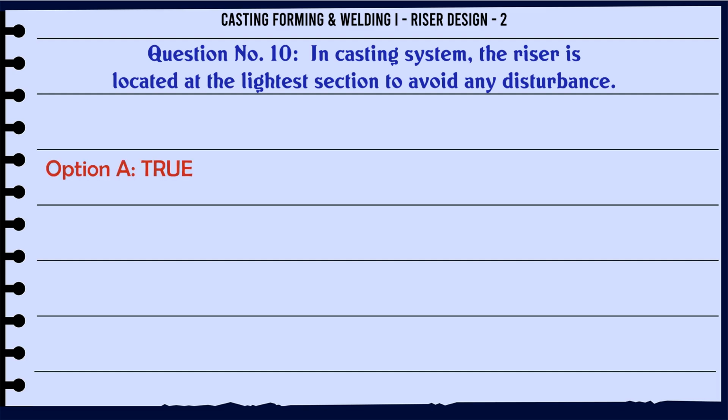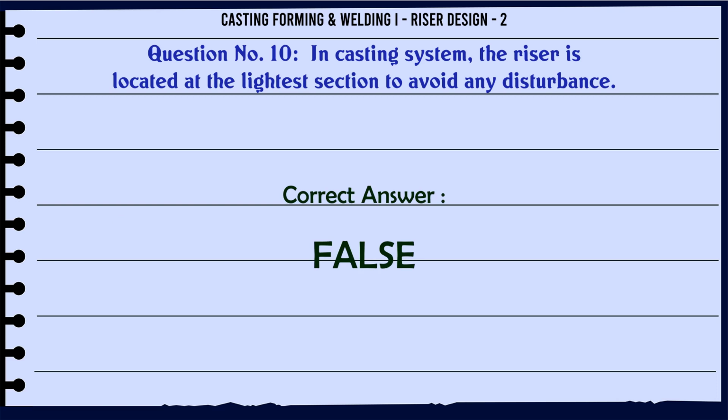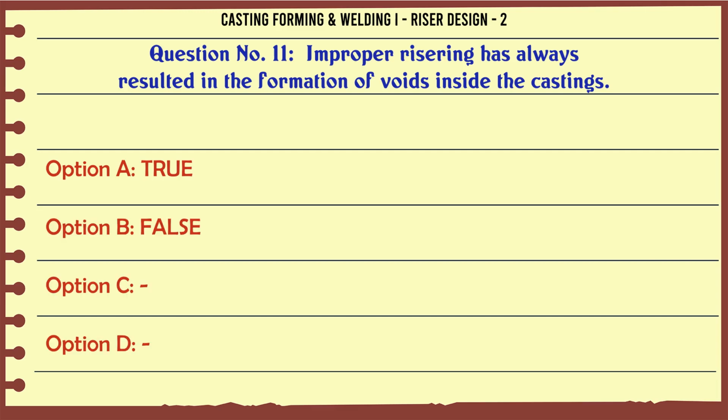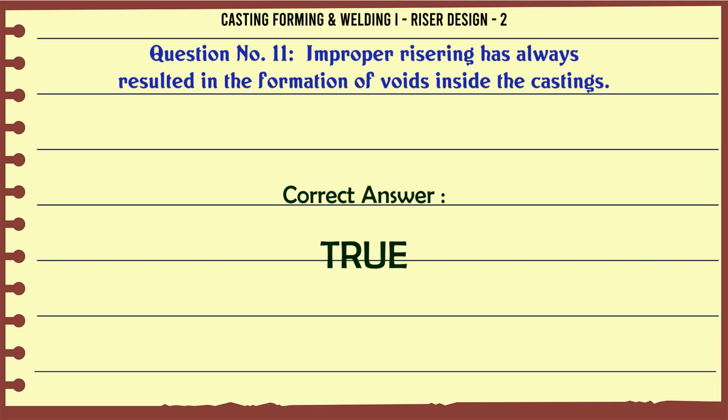In casting system, the riser is located at the lightest section to avoid any disturbance. A. True. B. False. The correct answer is false. Improper risering has always resulted in the formation of voids inside the castings. A. True. B. False. The correct answer is true.